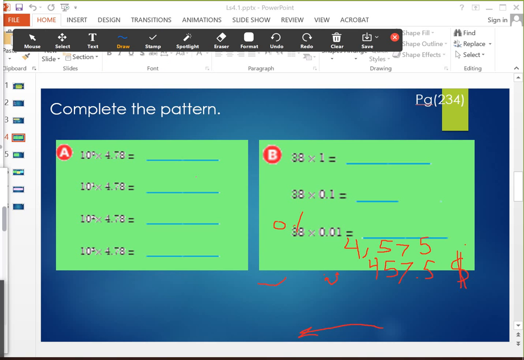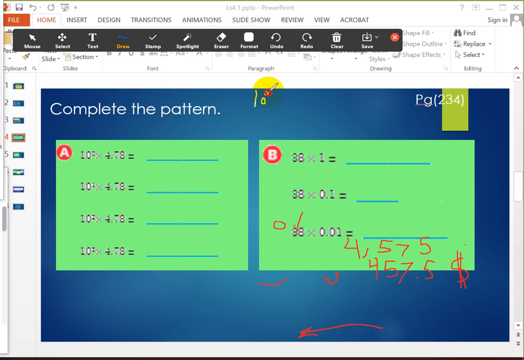So complete the pattern. Look, the numbers written as powers of 10. Okay, as powers of 10. So we have a mix between decimals and powers of 10 now. So let's start with the first number. Please focus with me. Now, 10 power 0 multiplied by 4.78 hundredths.